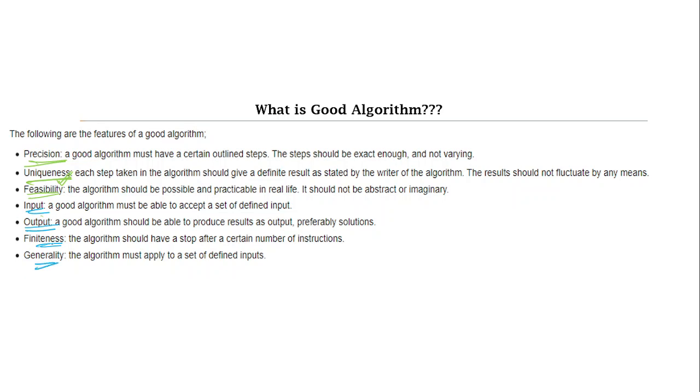That means the algorithm must apply to a set of defined inputs. If I have made an algorithm which works for 0 to 60, that algorithm should work for all the values between 0 and 60. That means the constraint should be satisfied. Precision must be there. Every step should be outlined exactly, and it should not be confusing. These are all the characteristics of a good algorithm: precision, uniqueness, feasibility, input, and so on.